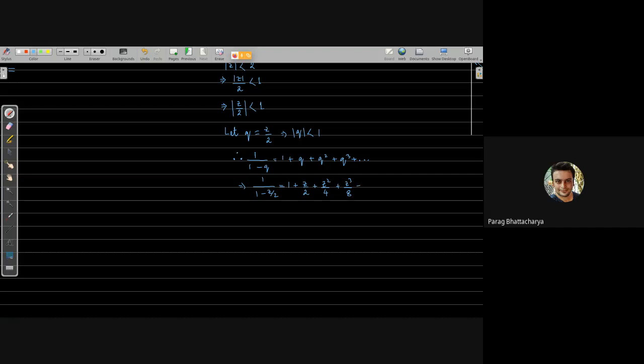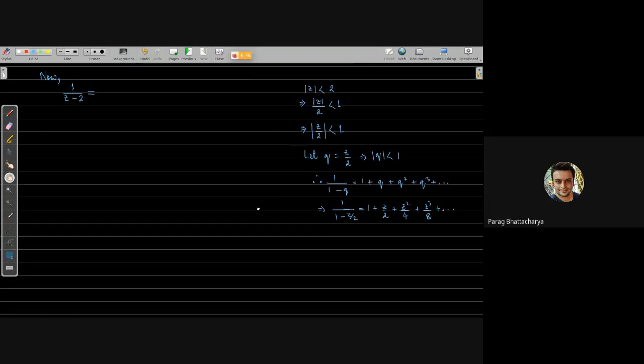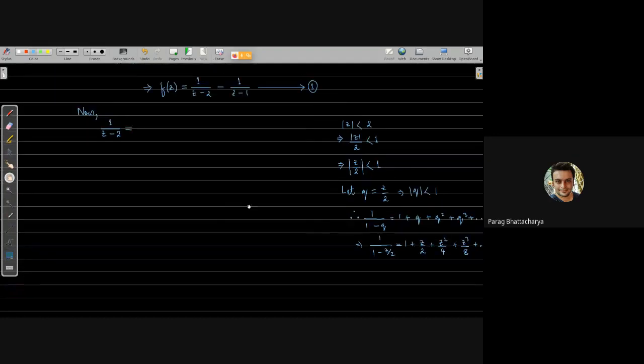So this is an expansion, right? Can we get 1 by 1 minus z by 2, can we somehow write it in this form? Think about it, take maybe 1 or 2 minutes. If I take 2 common, or what about minus 1 by 2, if I take minus 1 by 2 common, then what will I get?